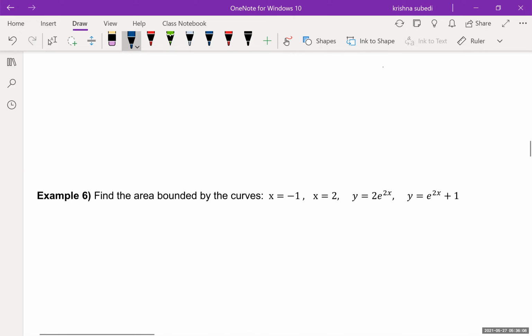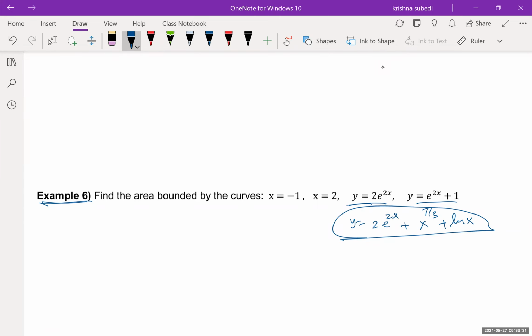Look at this example 6. I don't know how many of you love to draw this kind of graph. It's not that bad. You can still draw the graph, but if I give you functions like y equals 2e raised to power 2x plus x raised to power 7 over 3 plus ln x, something like that, then drawing this kind of graph is not fun, right? It's a little bit challenging.